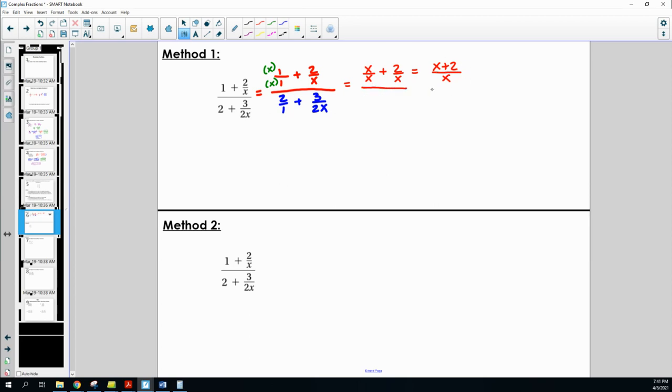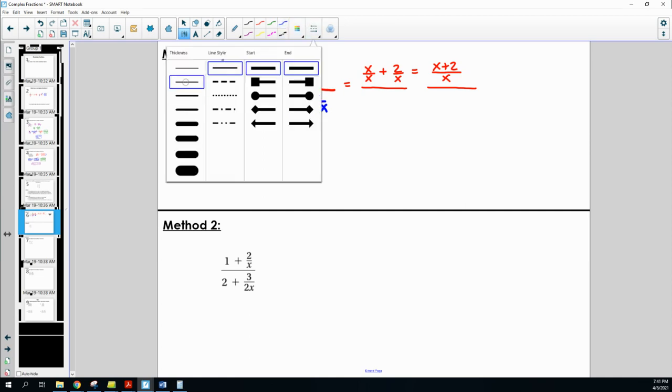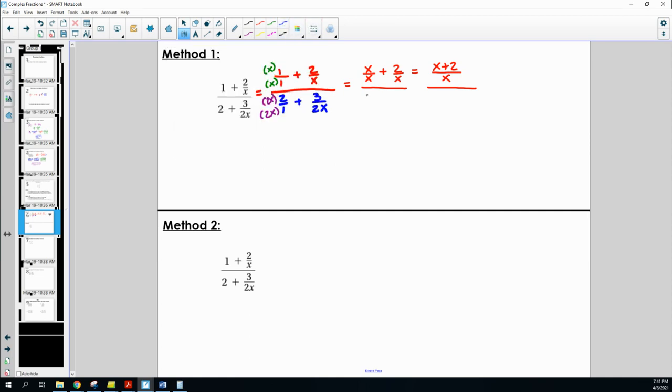So I'm going to do the same thing for the denominator now. So in the denominator, 2 over 1 plus 3 over 2x. So my denominators are 1 and 2x. So I need to multiply this first one by 2x on the top and the bottom. So I will multiply 2x times 2. So that's going to give me 4x over 2x plus 3 over 2x. Because I have that common denominator, I can now add the numerators together. So 4x plus 3 over 2x.